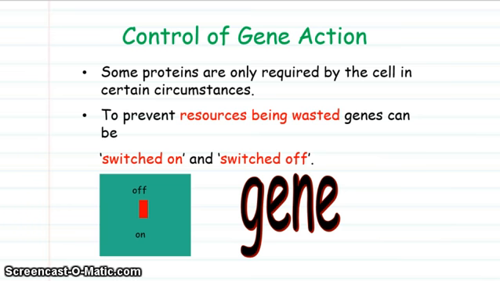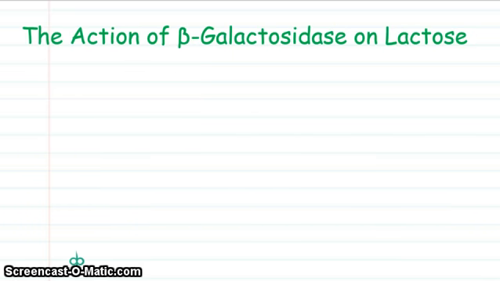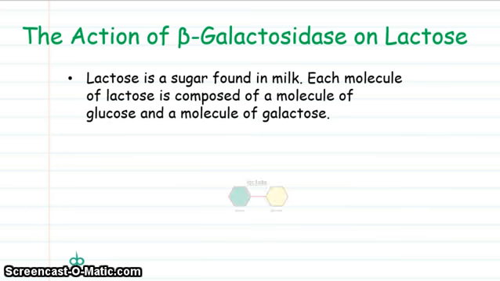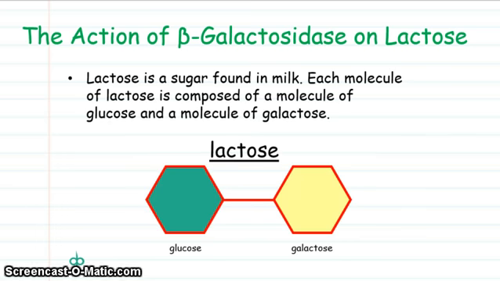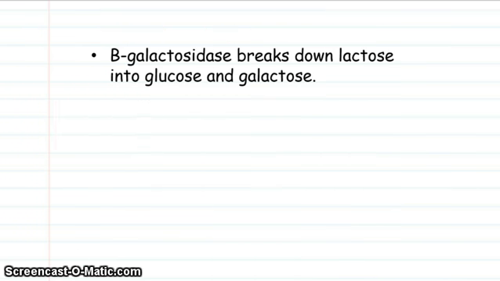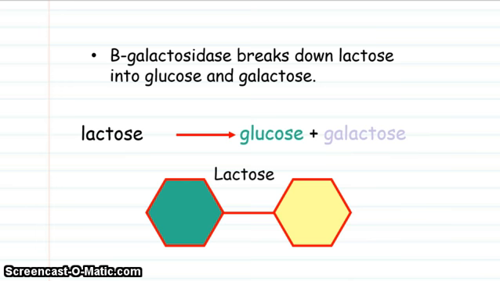Now a great example of genes being switched on and off, as it were, is to do with the action of a beta-galactosidase enzyme on lactose sugar. If we look at lactose to begin with, it's a disaccharide made of glucose and another sugar called galactose. And of course the beta-galactosidase is the enzyme that breaks down lactose into glucose and galactose, breaking that bond in the middle like so. So essentially beta-galactosidase is lactase.